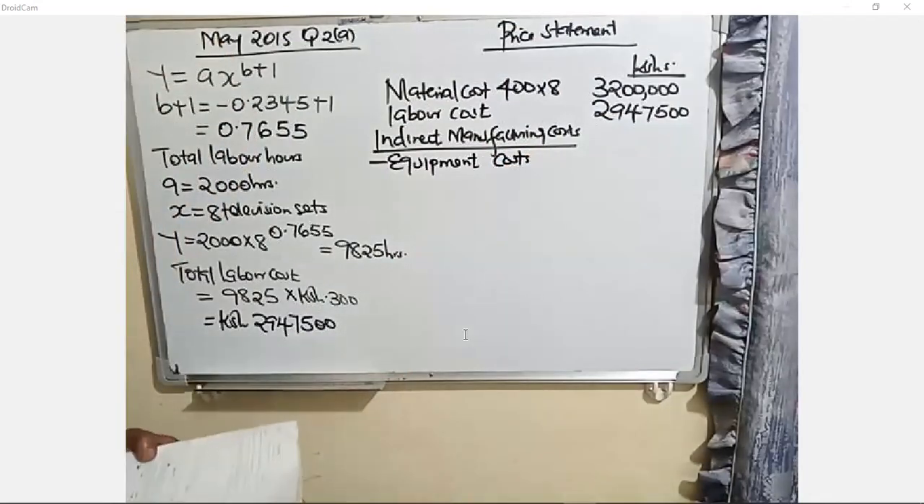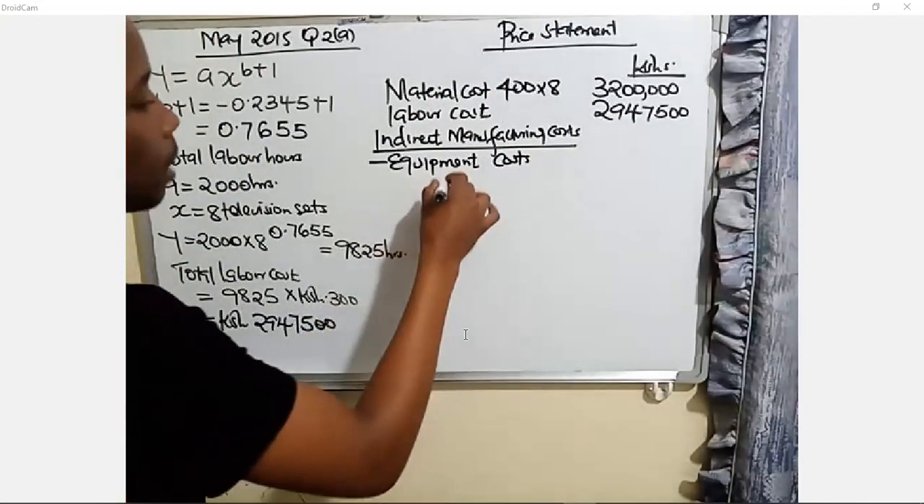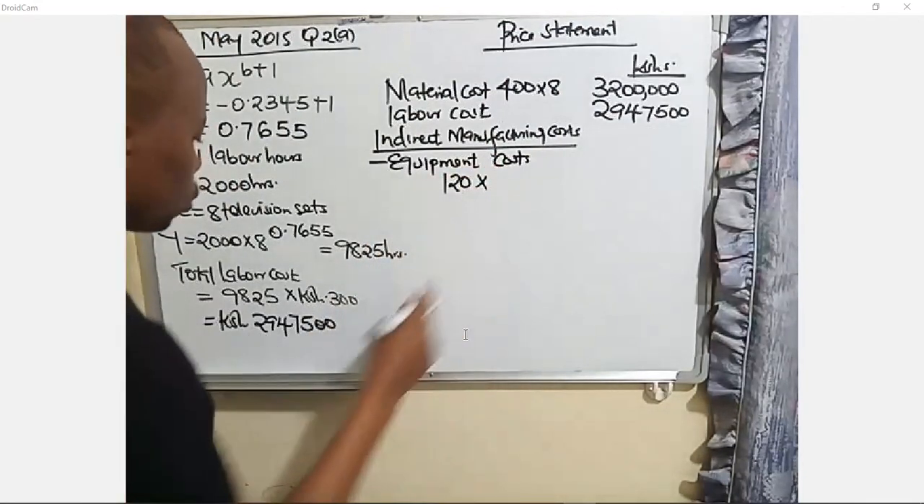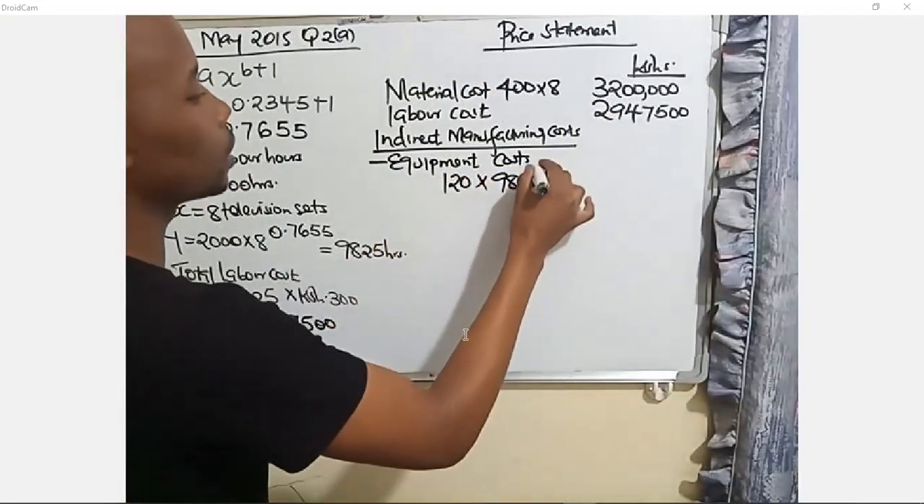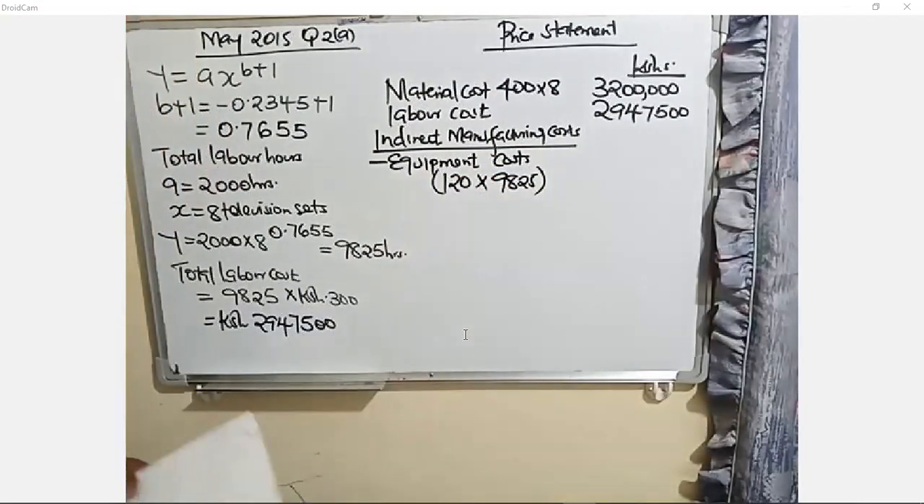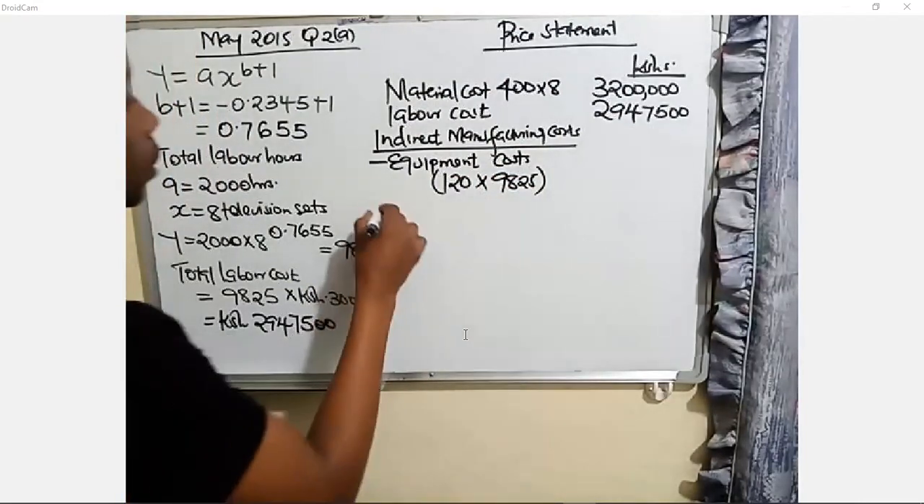So how much is our equipment costs? I have been told the equipment related indirect costs are at the rate of 120 per direct labor hour. It is 120 times the total hours. That will be part of 98.25. What is the total here? Give me the total there. Then the material handling costs.